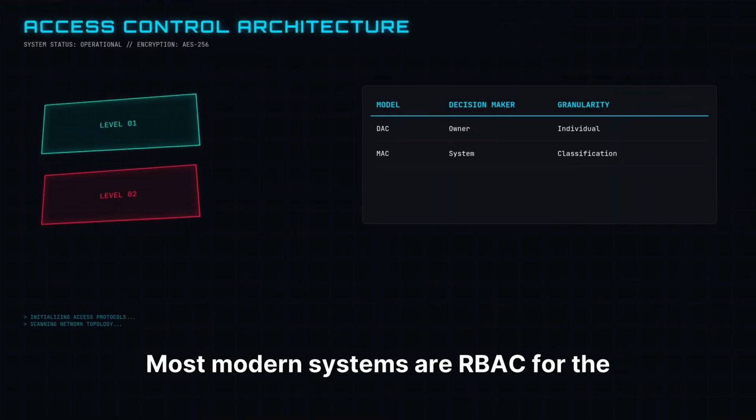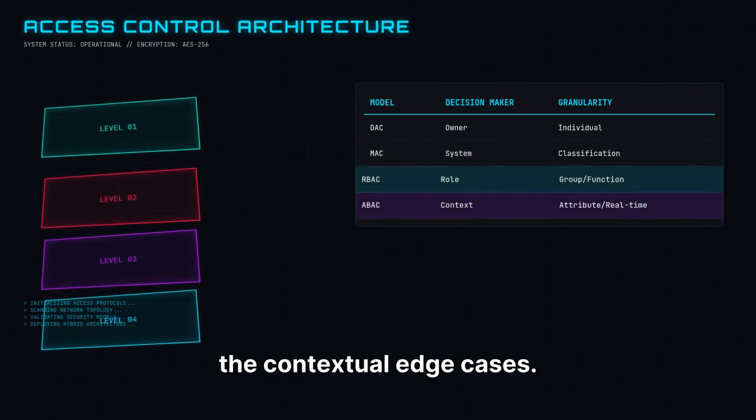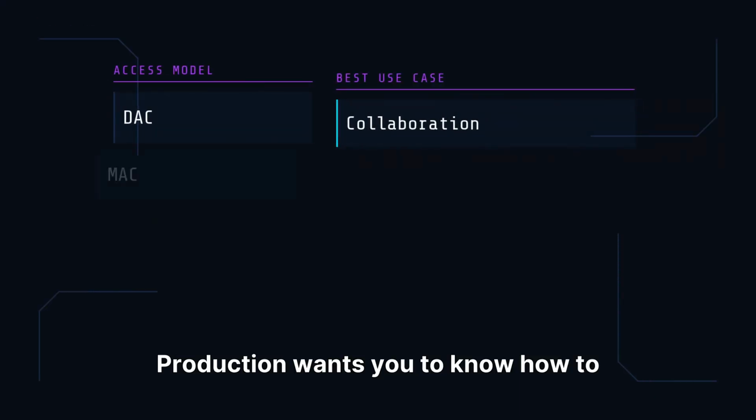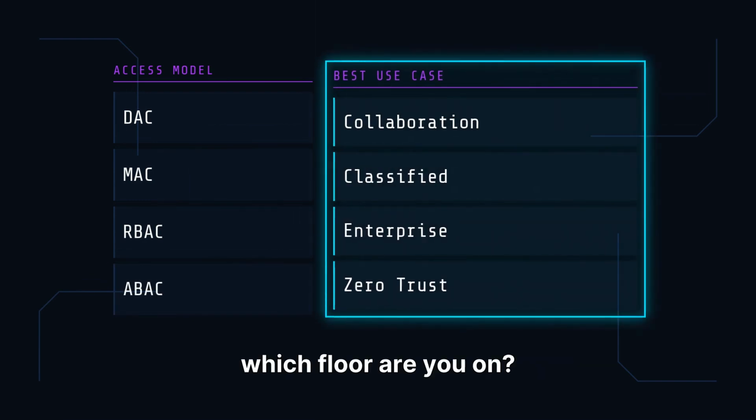Most modern systems are RBAC for the baseline, with ABAC layered on top for the contextual edge cases. The exam wants you to know each in isolation. Production wants you to know how to combine them for defense in depth. Which floor are you on?